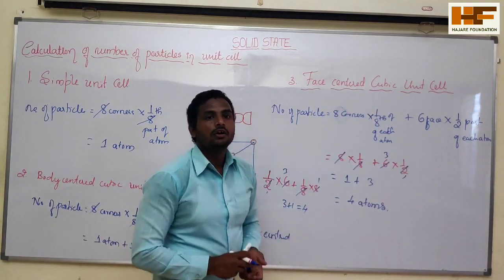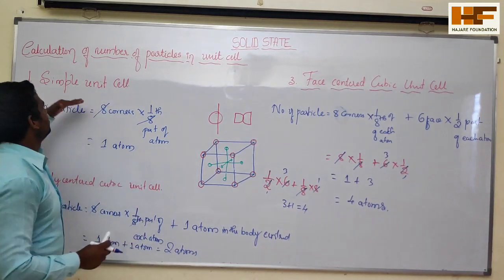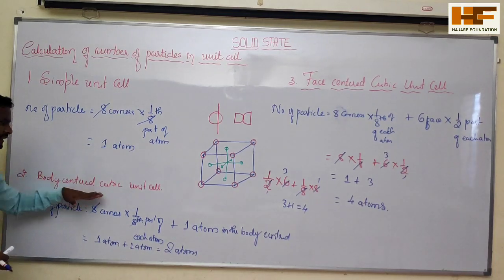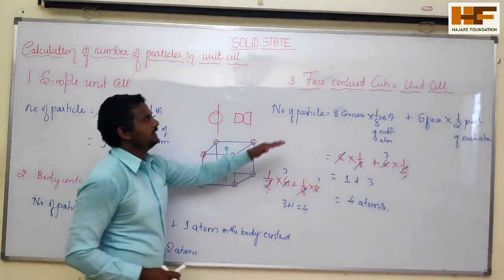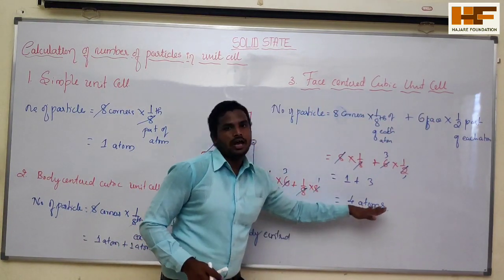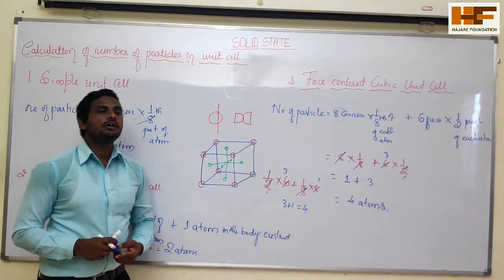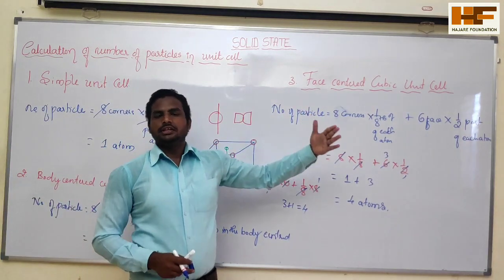So these are the contributions of the atoms in the cubic cell. In the simple unit cell we are having 1 atom contribution, in the body centered cubic unit cell we are having 2 atoms contribution, and in the face centered cubic unit cell we are having totally 4 atoms contribution, right? So these are the calculations of the number of particles in the different unit cells.